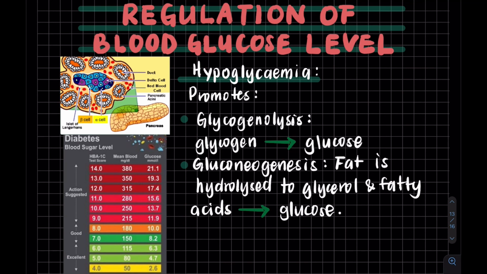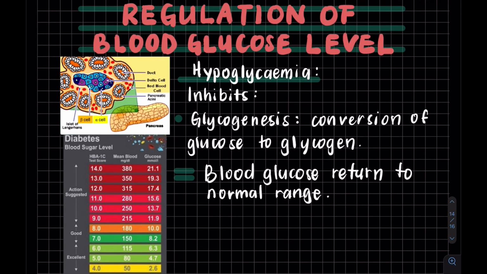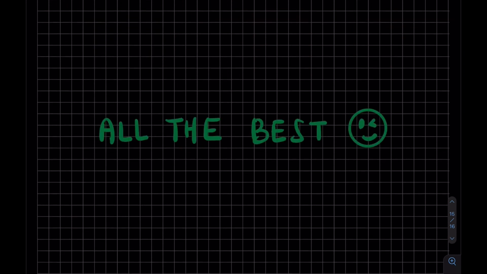In addition, other hormones such as growth hormone and adrenaline will also raise the blood glucose level. Glucagon will inhibit glycogenesis, which is the conversion of glucose to glycogen, so that glucose remains in the blood. All these processes will increase blood glucose level and return it to normal. Okay, so that is the concept of homeostasis and regulation of blood glucose level.